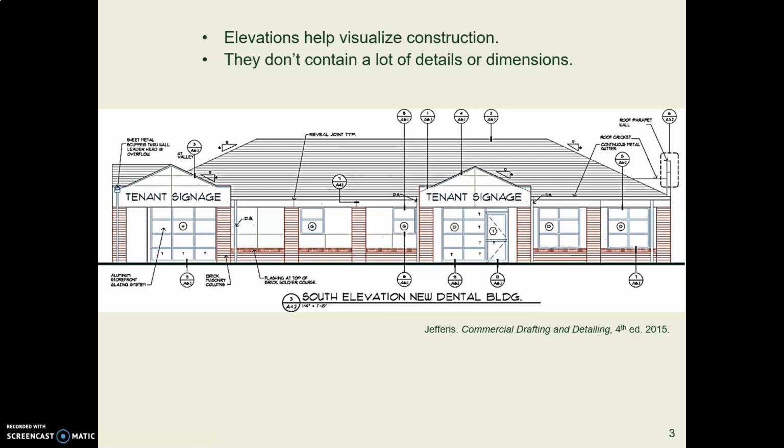These elevations describe for the contractor what the construction is going to look like, and they provide some details about materials and elevations, heights. They don't contain an awful lot of dimensions or details. Those are found on other sheets. But this does give the contractor an idea of what they're going to wind up with. And then there are often all these tags that send them to other sheets to look things up.